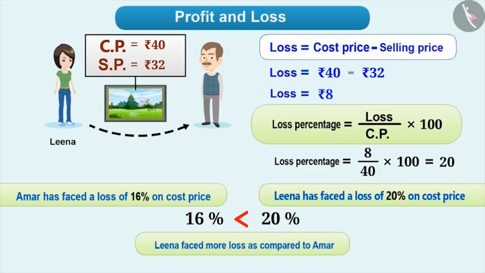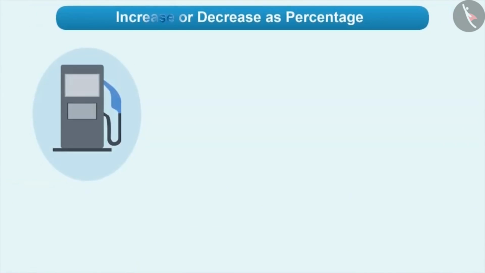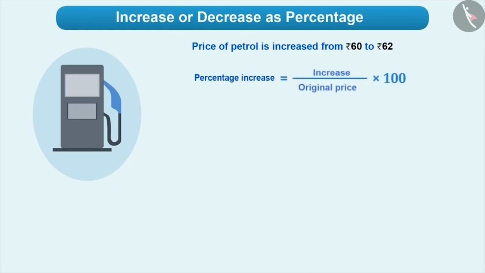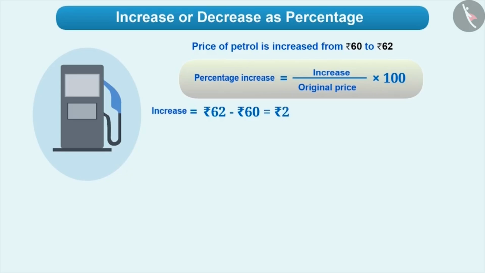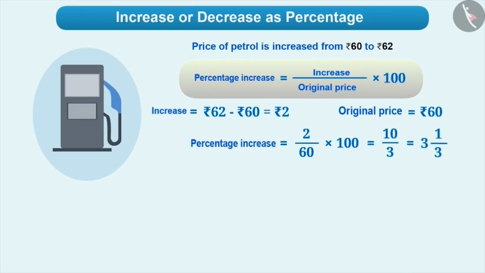Before ending this video, let's understand one more concept related to percentage. Increase or decrease of quantity can also be expressed in percentage. Let us suppose the price of petrol has increased from 60 rupees to 62 rupees. In such a situation, we can find the percentage increase as follows. Percentage increase is equal to increase by original price into 100. Here, 62 minus 60 is equal to 2 and original price is 60. Therefore, percentage increase is equal to 2 by 60 into 100, which is equal to 3 and 1/3.